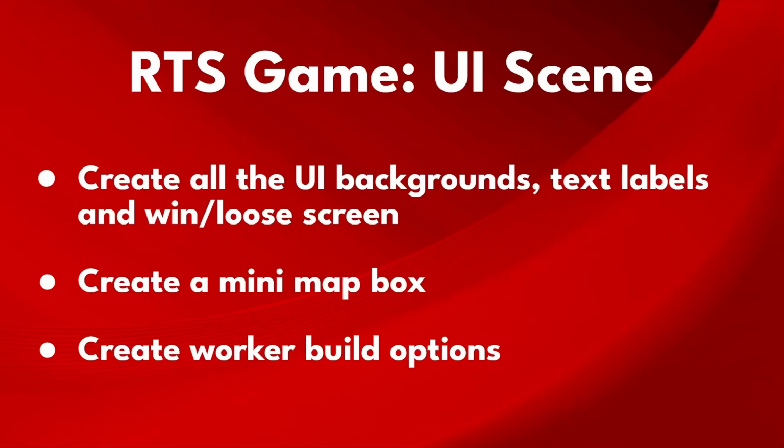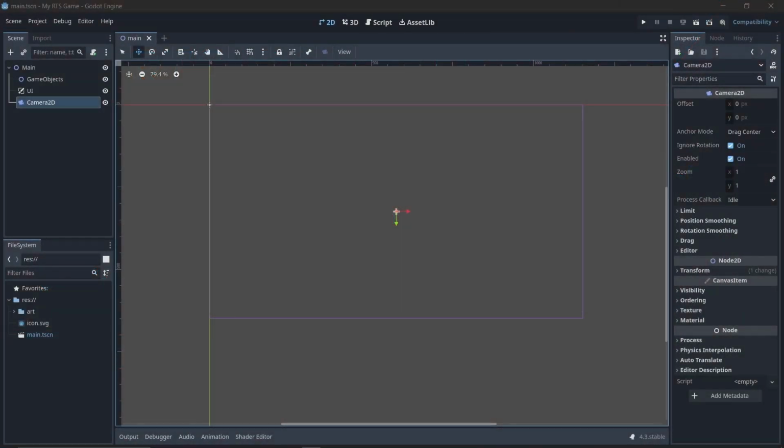All right, in this section, we are going to create the UI scene. We are going to start off creating all the UI backgrounds, text labels, and win-lose screen. Then we're going to go ahead and create a mini map box that's going to help us navigate on the map. Then we're going to go ahead and create our worker build options. Now let's go ahead and jump right in. All right, let's get started on this UI.